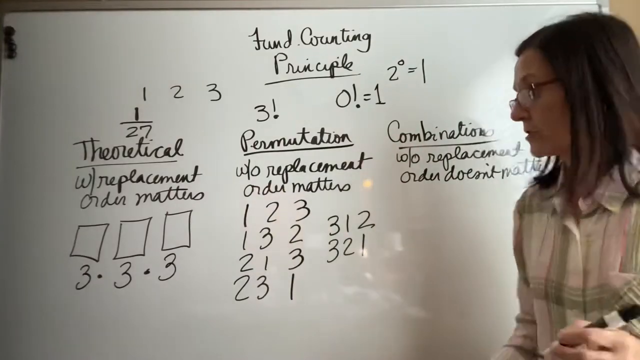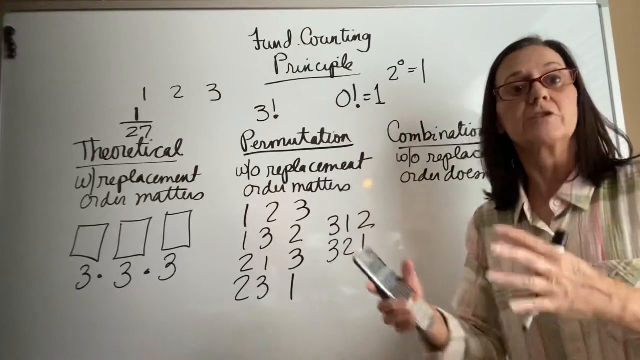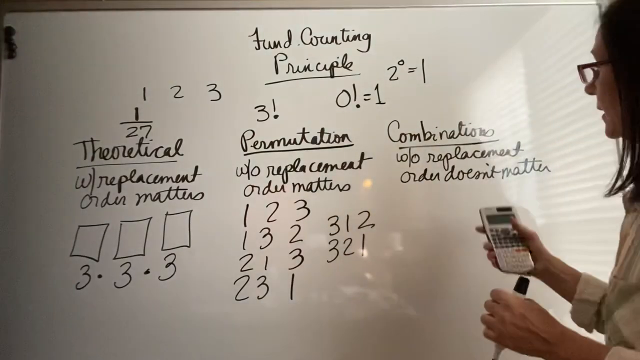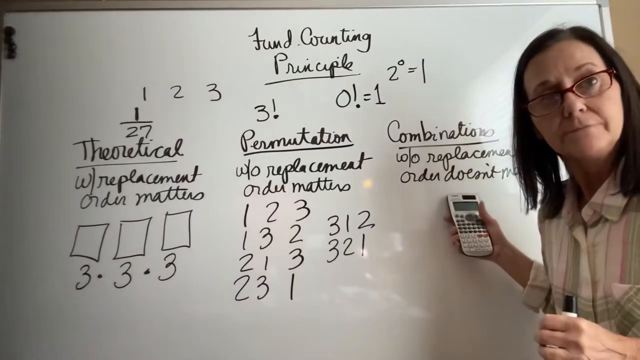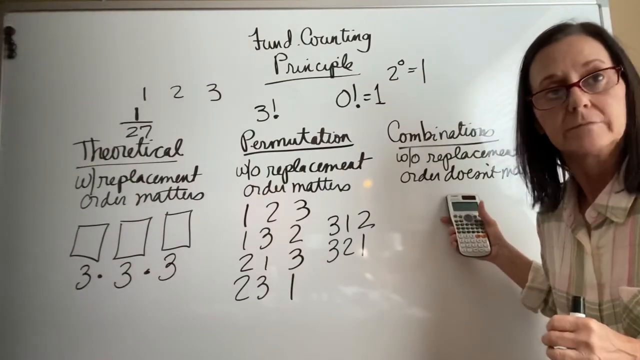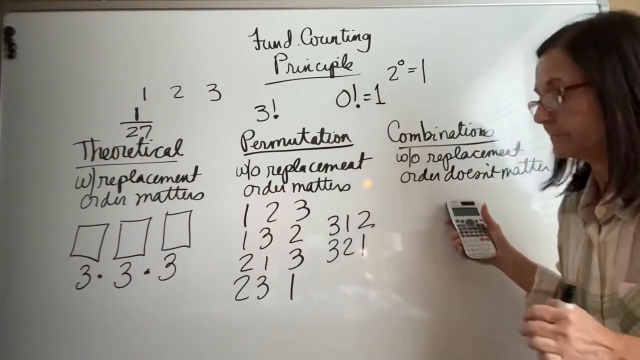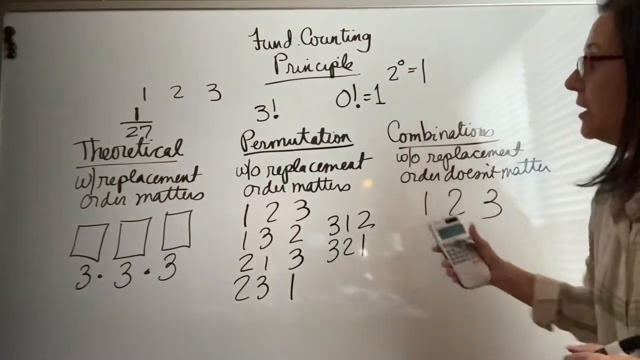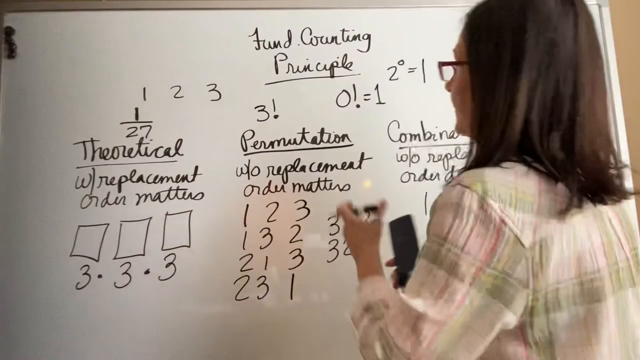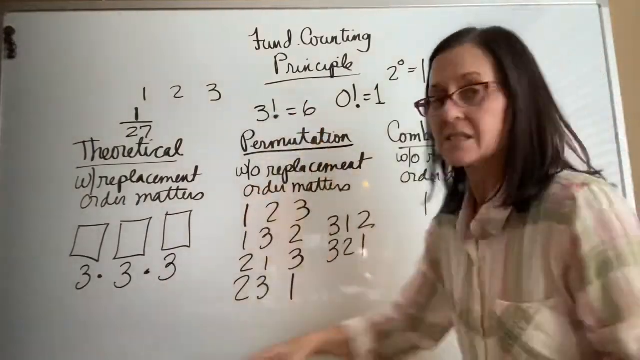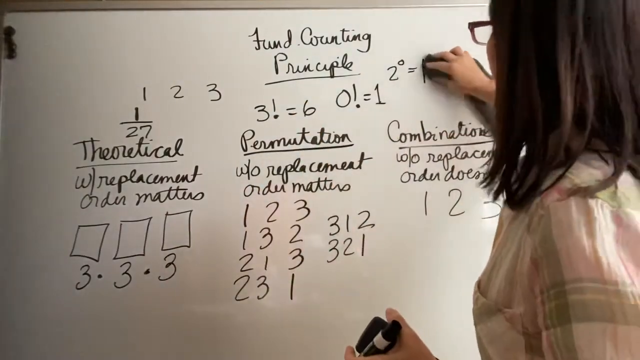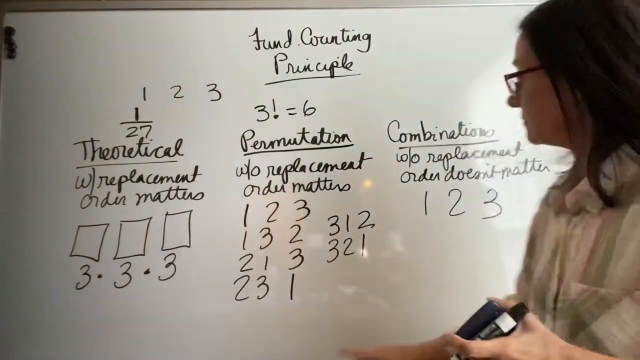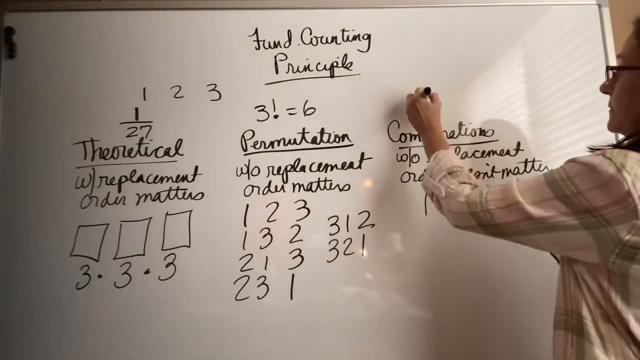And order matters. Does 1 come first? Does 2 come first? Does 3 come first? What position is it in? Order matters. With a combination, order doesn't matter. I have three numbers. I don't care. There's only one combination. Whereas in permutations, there were 6 possible permutations. With combinations, there's 1.